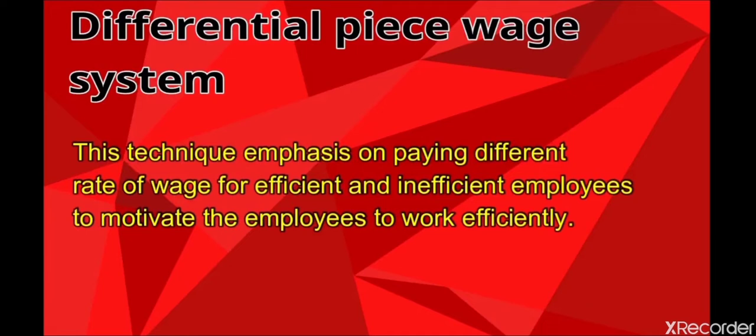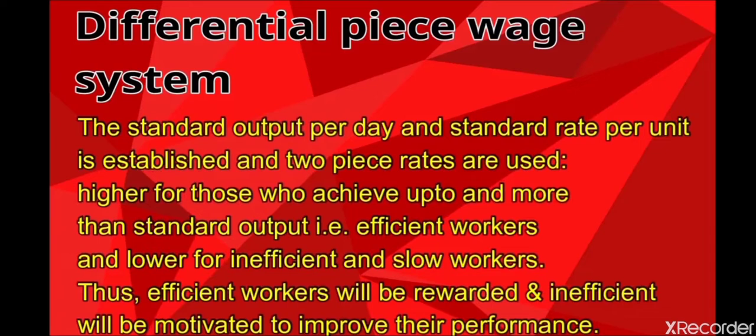And the workers who are not able to produce the standard number of units within the given time are paid the lower wage rate because they are not efficient. Clear? This differential piece rate system helps the employees to be more efficient because they know if they do not work efficiently, their rate would never be high and they will always get a lower rate of wages. That's why it is a very good technique to motivate all the workers.